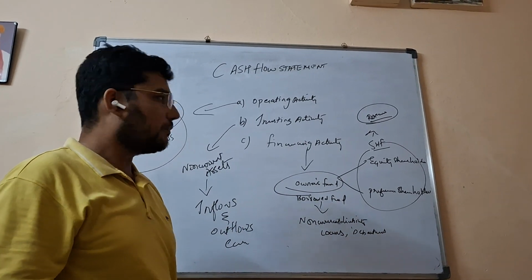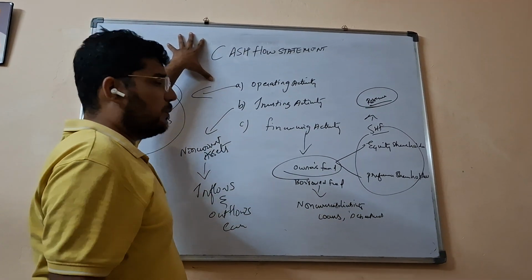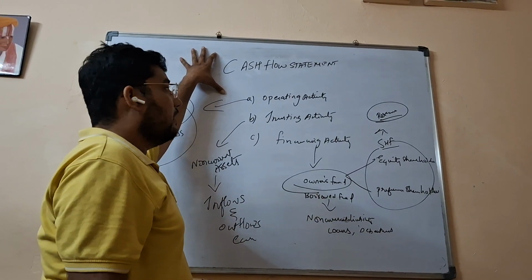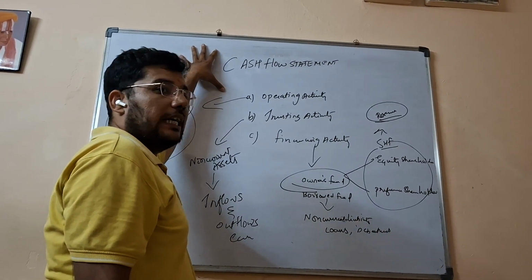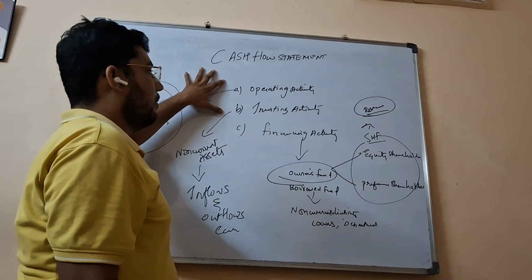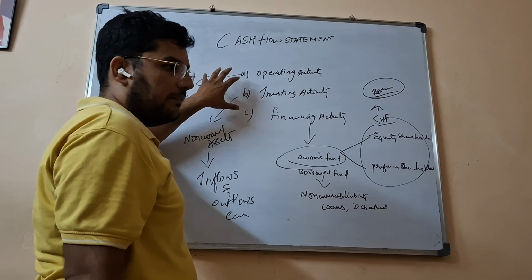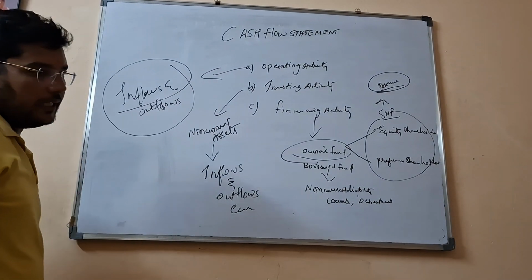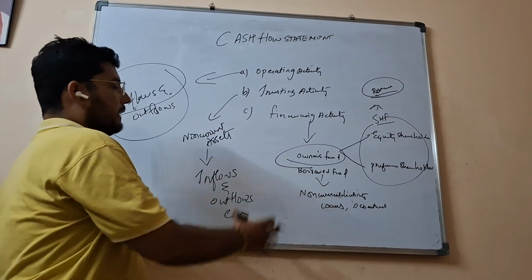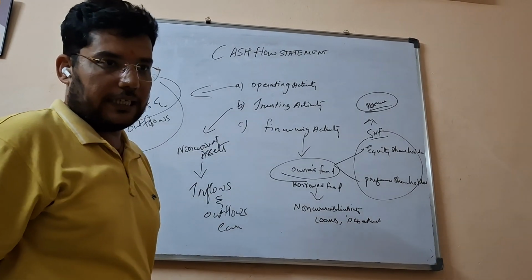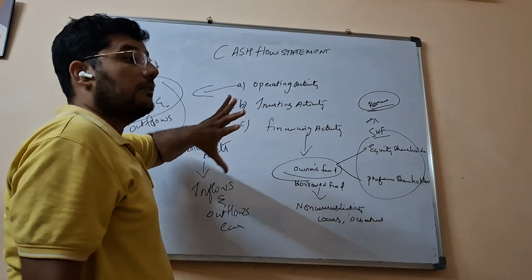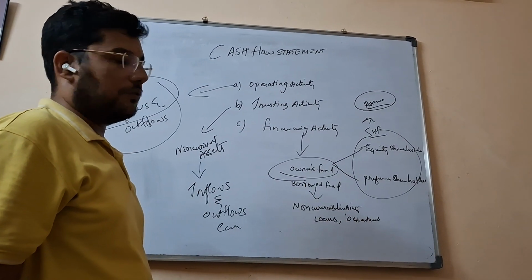Is it clear? So what is cash flow statement? Finding out the cash inflows and outflows from operating activity, investing activity and financing activity. This is the broad outline I gave. This is from the non-financial company's point of view.